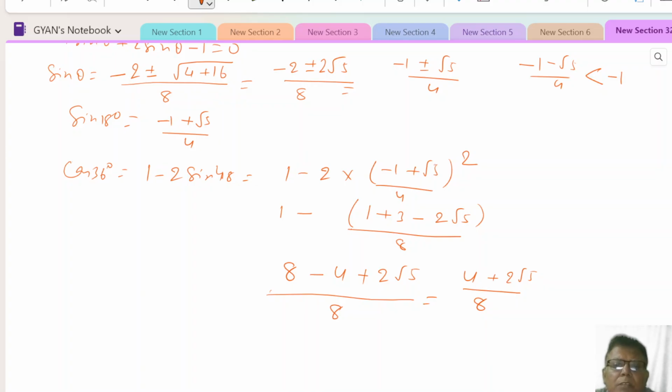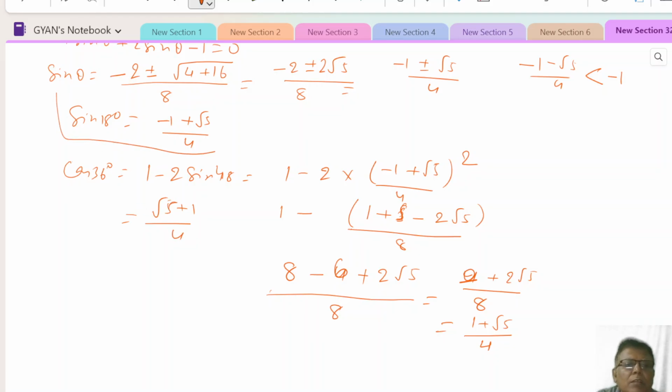See, here root 5, then it will be 5 now. So 5 over 16, so that will be 2, so it will be 1 plus root 5 by 4. So sine 18 is this one, then cos 36 degree is root 5 plus 1 by 4. So these are values you must remember. Cos 36 degree also you must remember.